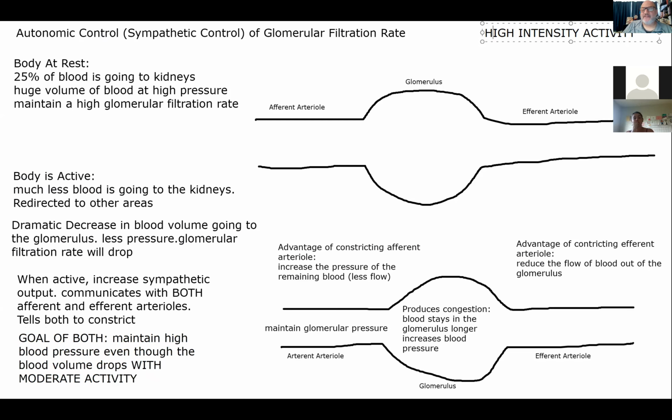If we're fighting that bear with an axe and we have lots of blood going to the muscles and to the lungs and very, very little going to the kidneys, am I going to be able to constrict that afferent arteriole and efferent arteriole enough to compensate for what's going on during that high intensity activity? No. So as a result of that, during a high intensity activity, kidney function will decrease.